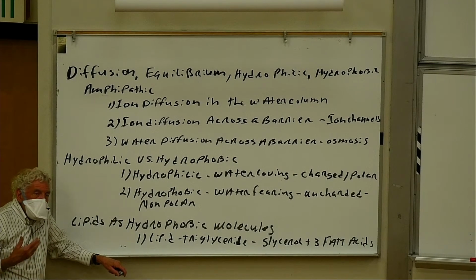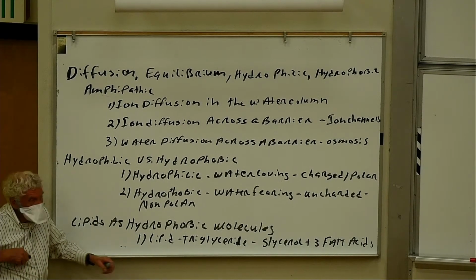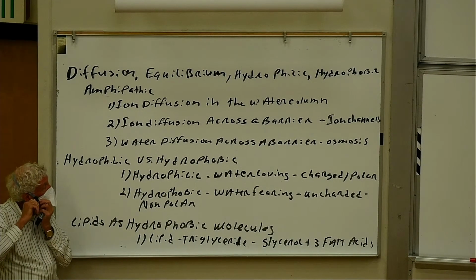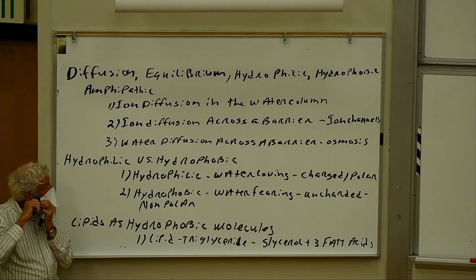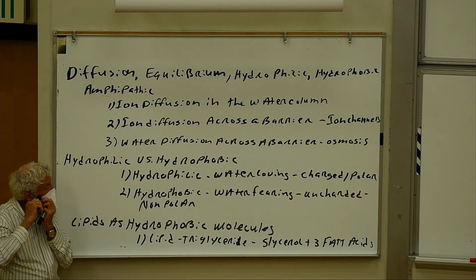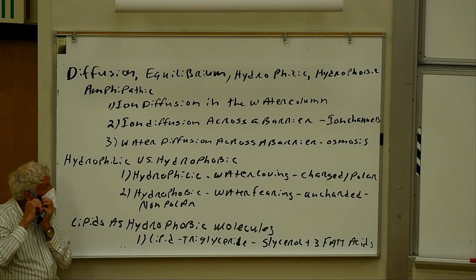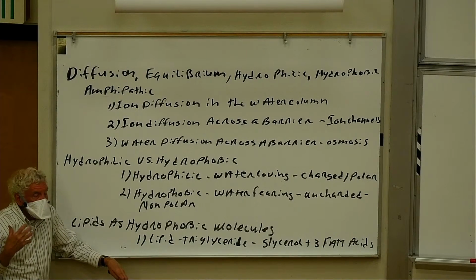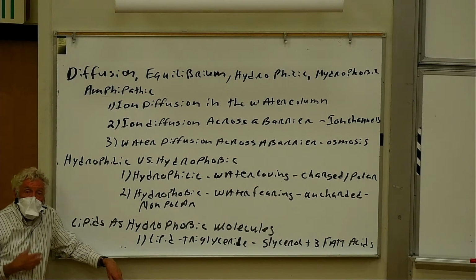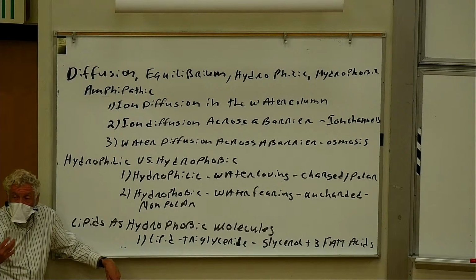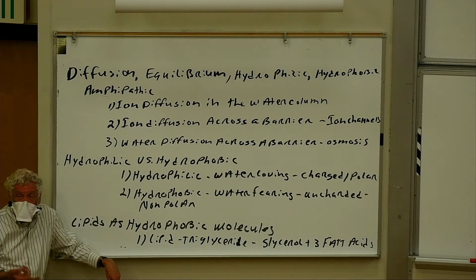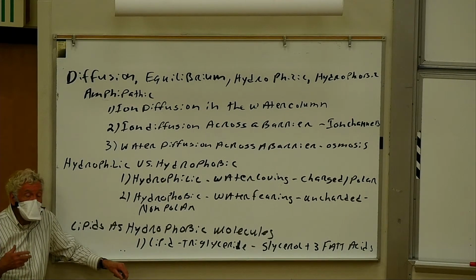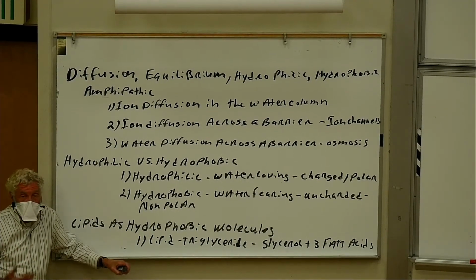The term amphipathic comes from the Greek. It means both feeling. These both-feeling molecules are ones that can live in either a hydrophilic environment or a hydrophobic environment. A classic example of an amphipathic molecule is a phospholipid. It has a phosphate head group that's charged and fatty acid side chains that are uncharged. We'll talk about how the interaction of water with phospholipids gives rise to biological membranes.